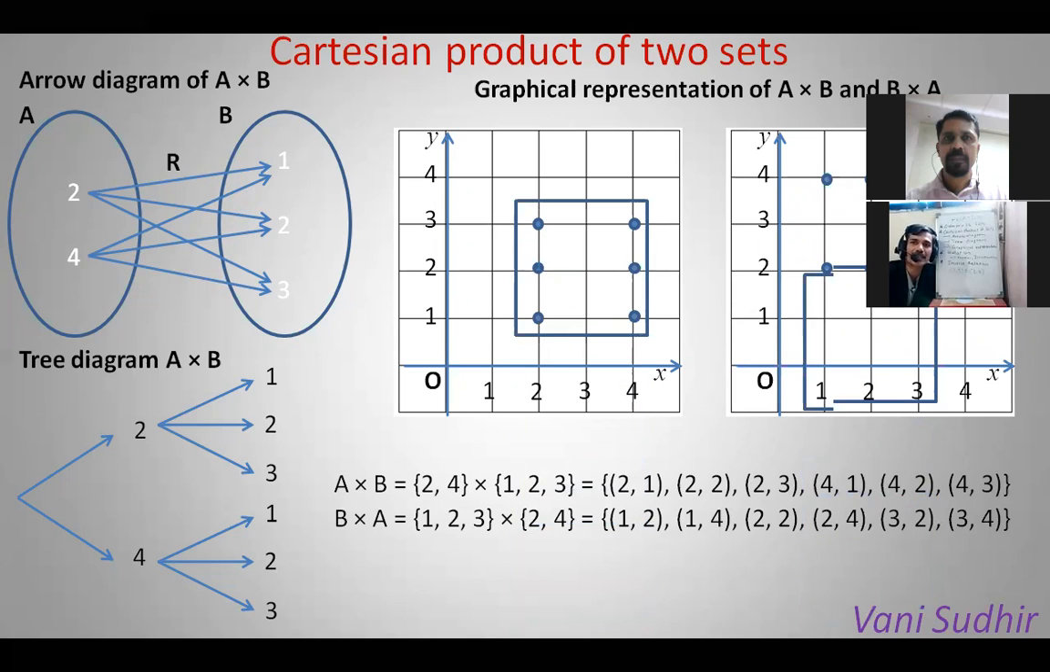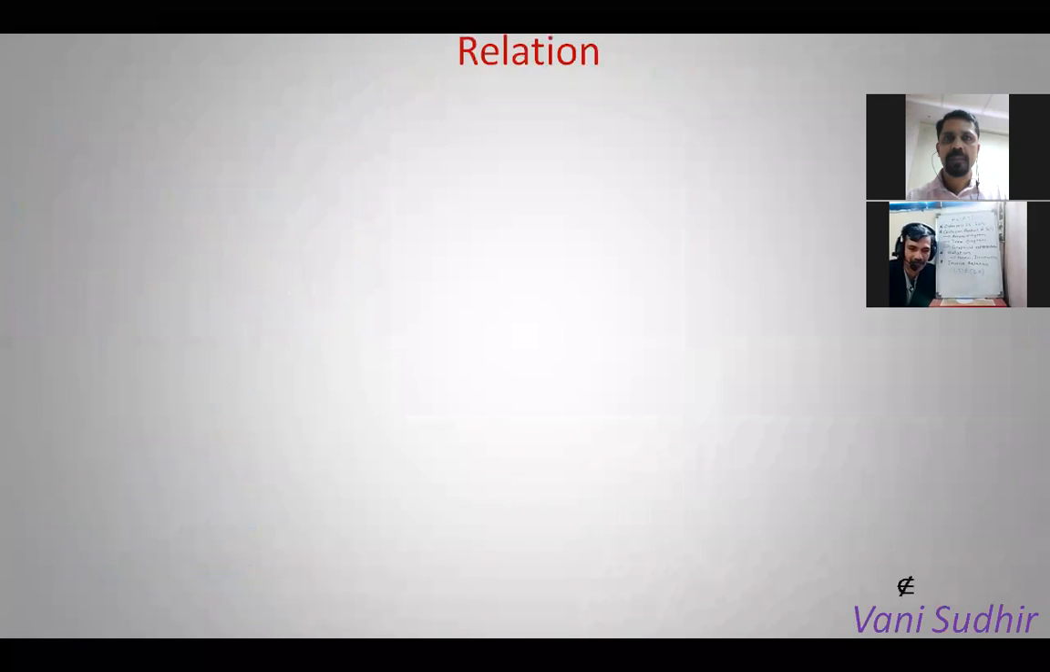See the points. For A cross B, a different set of points are there. For B cross A, a different set of points are there. Isn't it? So A cross B will not be equal to B cross A. It is very clear, I think.